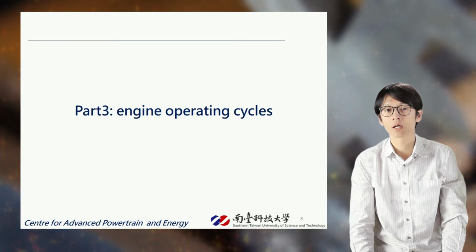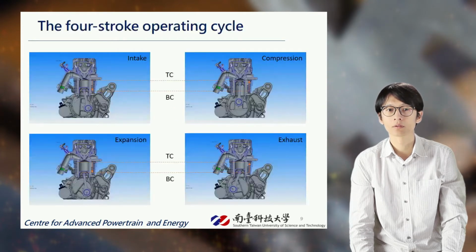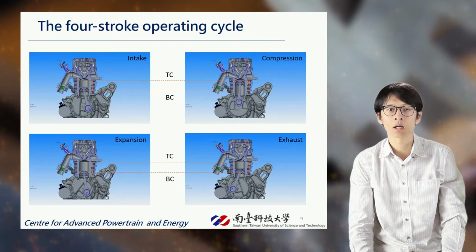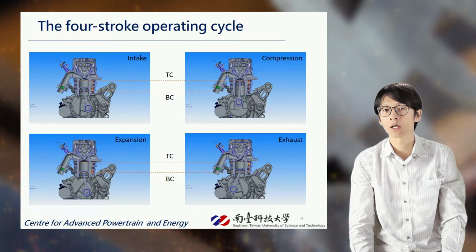Part 3, engine operating cycles. As you can see from page 9, there are 4 strokes illustrated in the figure. They are intake stroke, compression stroke, expansion stroke, and exhaust stroke. In the intake stroke, the piston moves from top center to bottom center, and the intake valve opens to induce air into the combustion chamber.